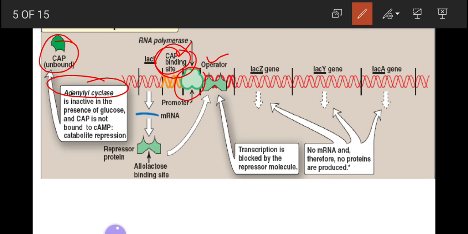Transcription is also blocked by the repressor molecule. This repressor molecule is produced by the LAC-I gene, which is a constitutive gene. Its gene product, the repressor protein, is always made and is active unless the inducer is present. So in the absence of lactose and in the presence of glucose, no mRNA and no proteins are produced.